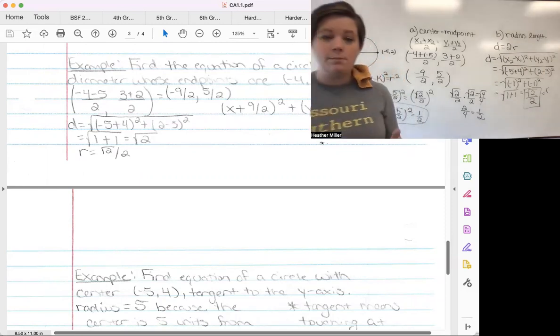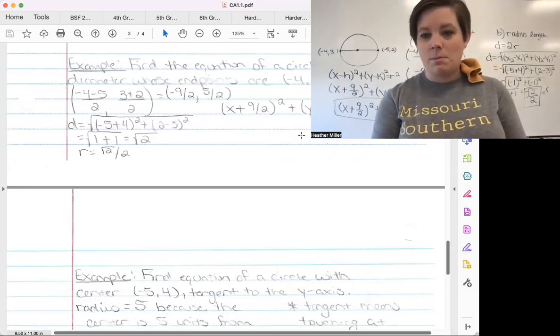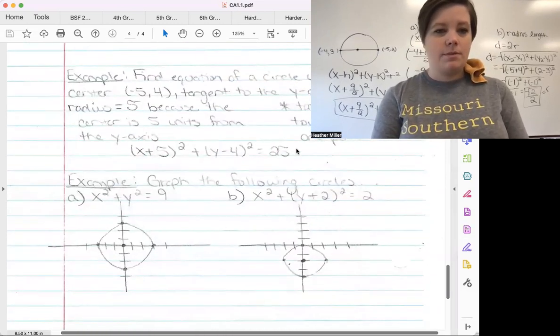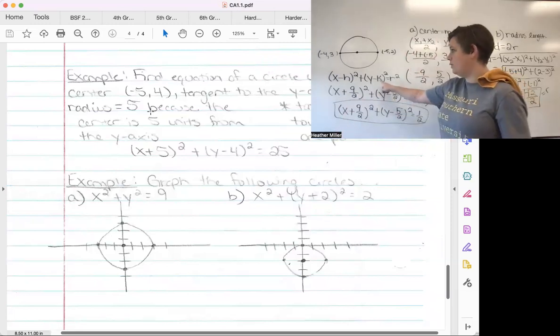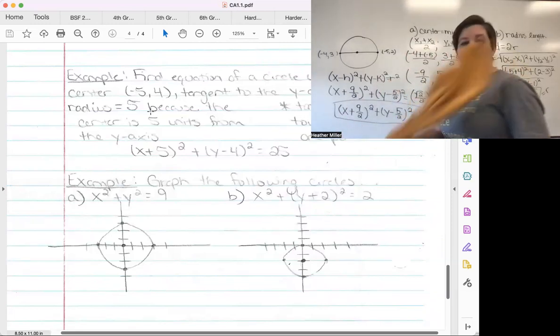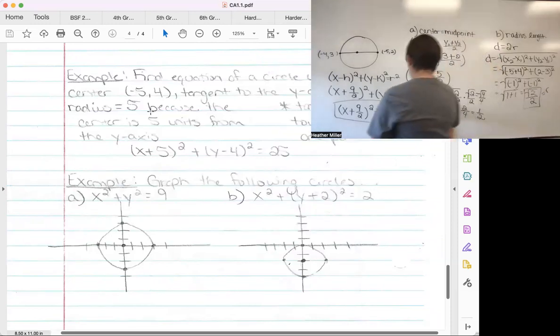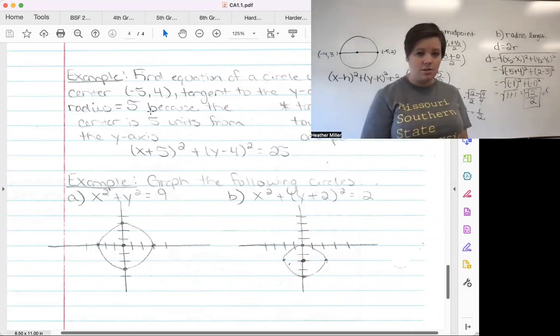All right, we're going to do one more. And then I'm going to show you how we graph some circles, and then that's actually the end of this lesson. All right. So it's find the equation of a circle. So we're still going to find the equation of a circle with the center at -5, 4. Ooh, so they were nice. They even give us the center this time. So with the center of -5, 4 tangent to the y-axis.